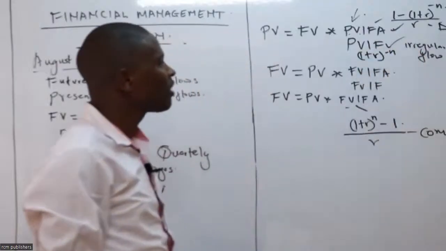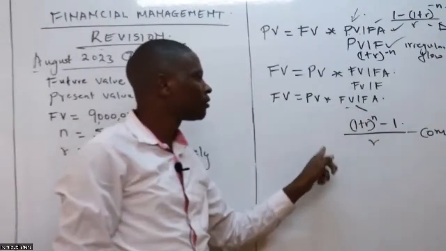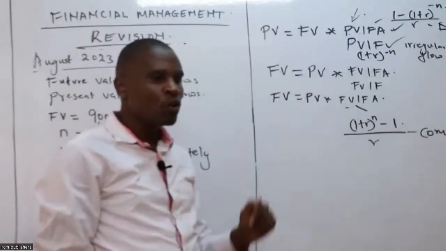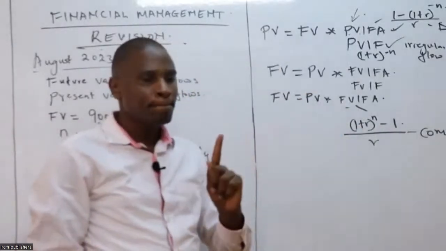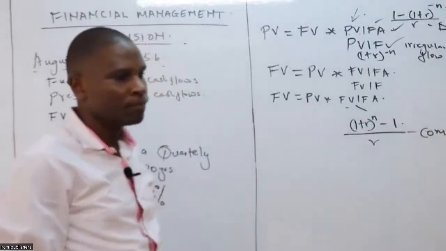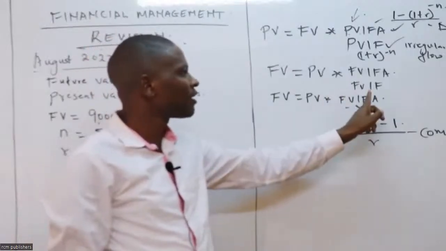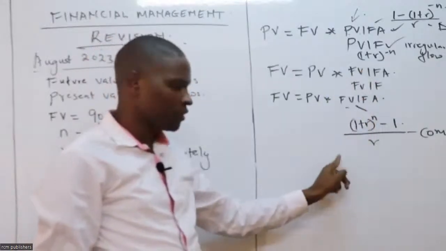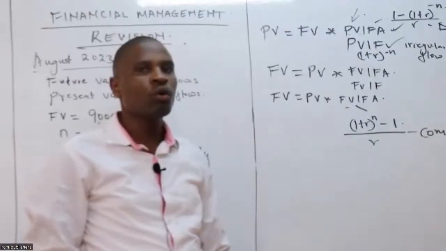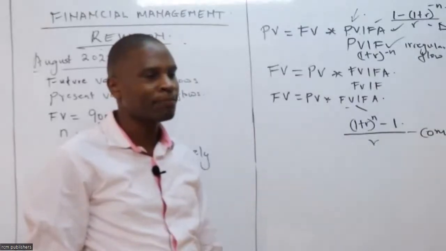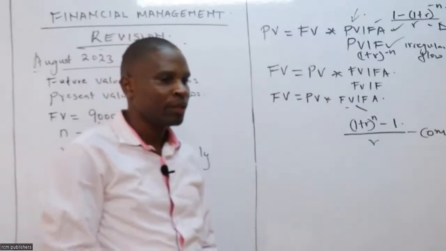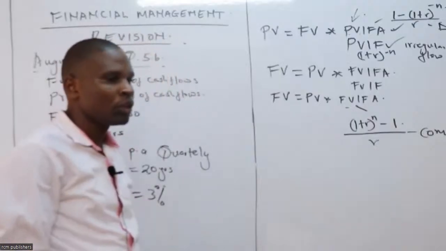I want somebody to give me the formula of PV here. If I want to get the future value of an irregular cash flow, if I want to get the future value, give me this. I have given you this already. Give me this. Get the future value of irregular cash flow. Please. It is a two-way.